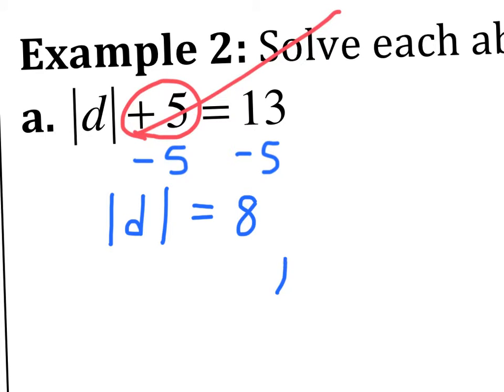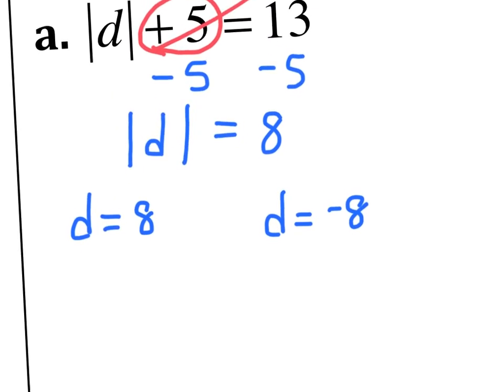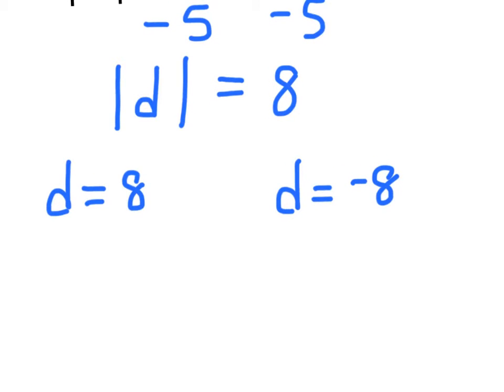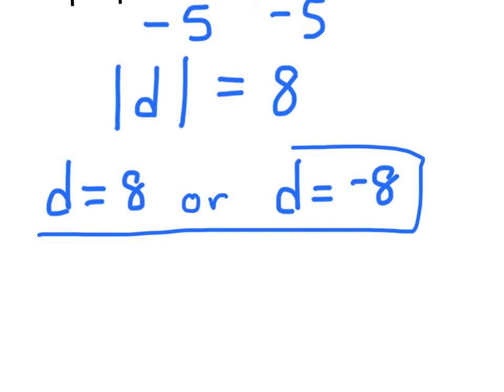Now we can do our split. And our split will look like this: d equals 8, d equals negative 8. Now, of course, there's nothing further to solve. Those are my answers. And we could actually probably put an or in there. It's one or the other, because technically it can't be both at the same time. It's either 8 or -8. You can put them in independently.